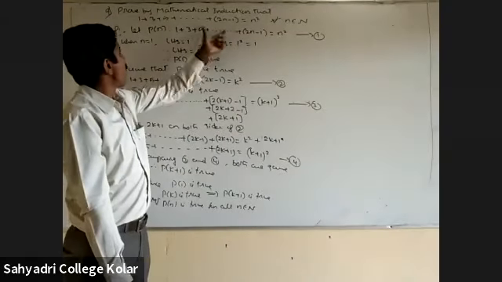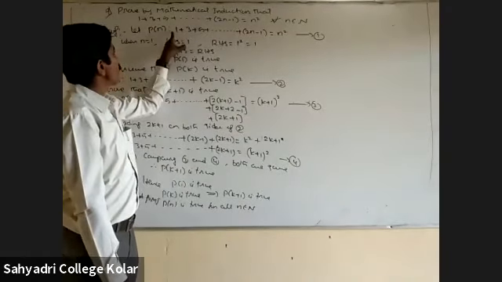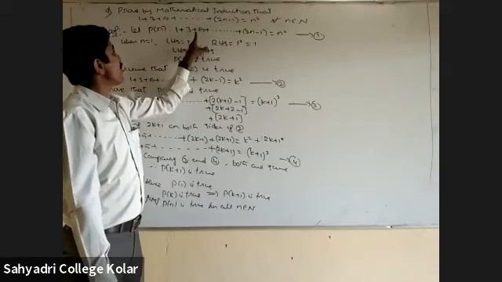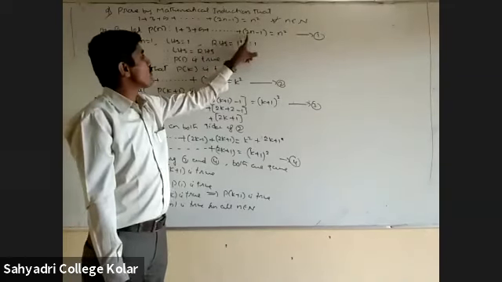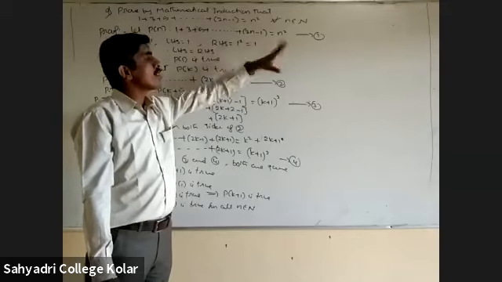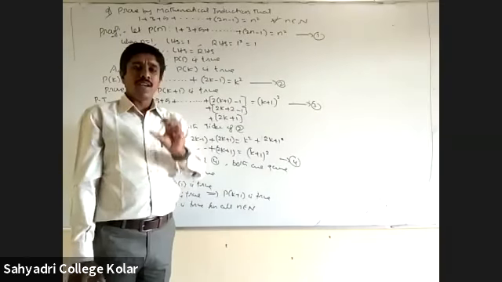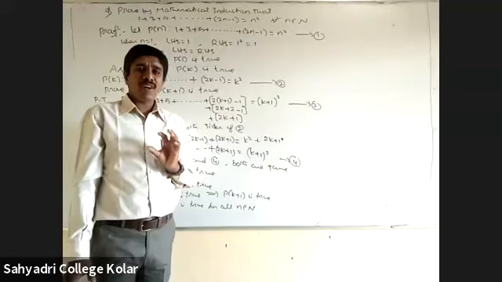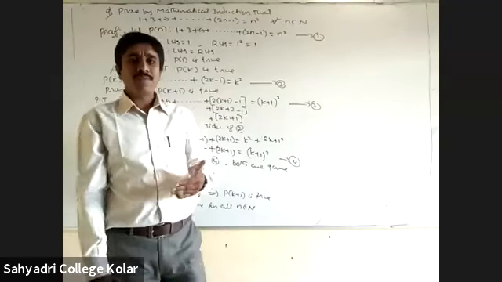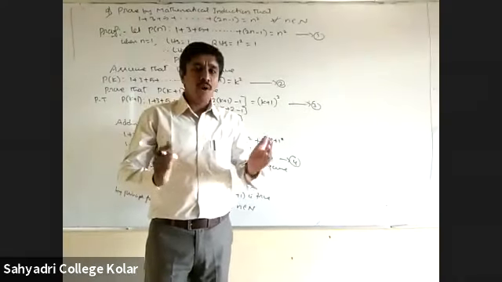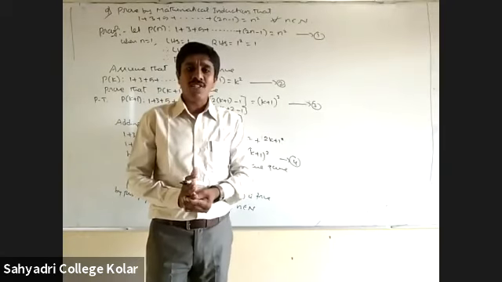Let us denote the given formula by P of n. Let P of n stand for 1 plus 3 plus 5 plus so on plus 2n minus 1 is equal to n square, called as equation 1. First condition, verify that P of 1 is true. Second one, assume that P of k is true. Third one, we have to prove that P of k plus 1 is true.